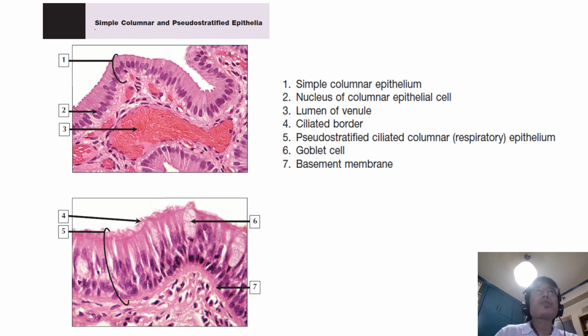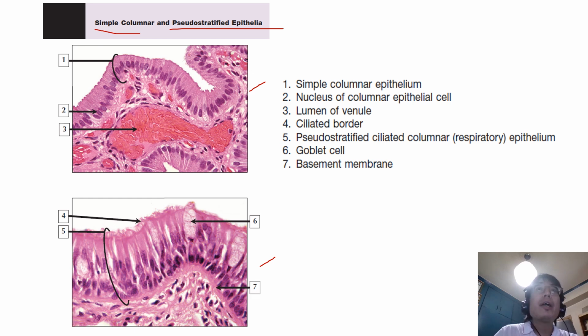We move now to simple columnar and pseudo-stratified epithelia. Shown is a light microscopy of the inner lining of the gallbladder, and below it is a light microscopy of pseudo-stratified ciliated columnar epithelium with goblet cells, lining the upper respiratory tract. So that we will recall it in more detail, we'll start with a dissection of the different parts.